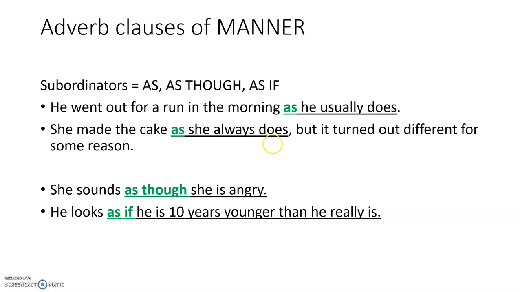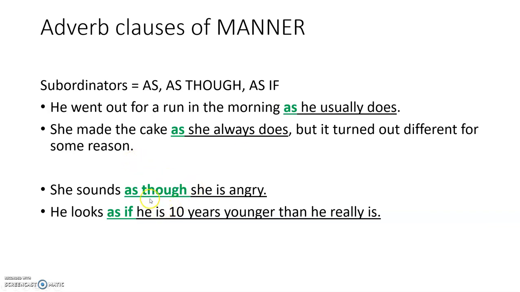Now, the truth is that when we speak, we use the word like a lot. And many of us would probably use the word like. He went out for a run in the morning like he usually does. When we speak, that's fine, but for academic writing, it's not really correct. Like is a preposition, as is the subordinator that can give that meaning.